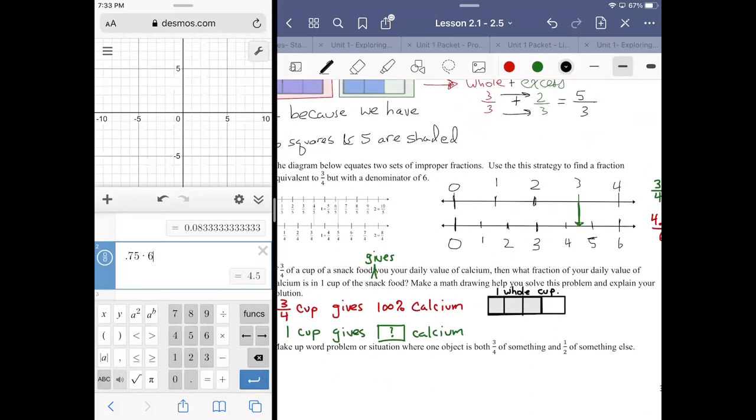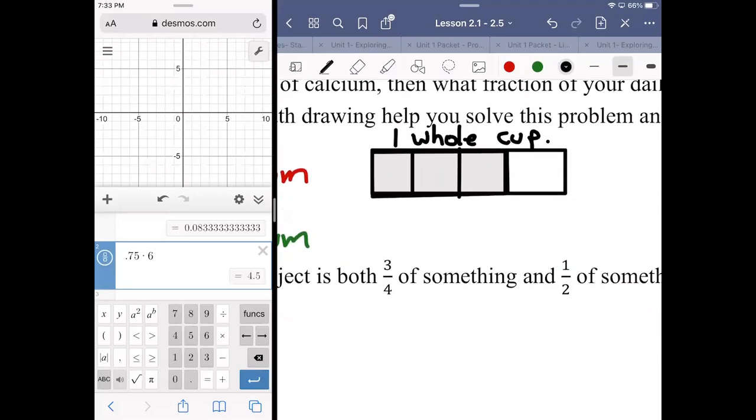So those 3/4 of a cup gives us 100% of calcium, right? So we got everything we needed just based off of those 3 out of the 4 cups. So what I'm going to do is look at this and say, I'll just tuck it in here, these 4 things amount to 100%. I'm sorry, I said 4, I meant 3. These 3 things amount to 100% of calcium. Now what I want to know is, if they had 1 whole cup, what would that equate to?